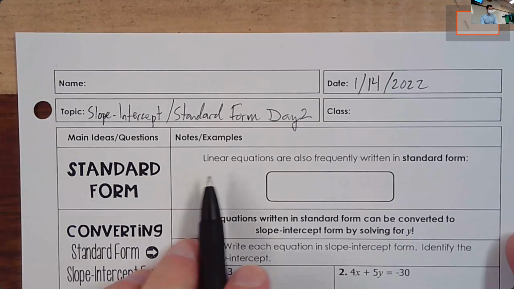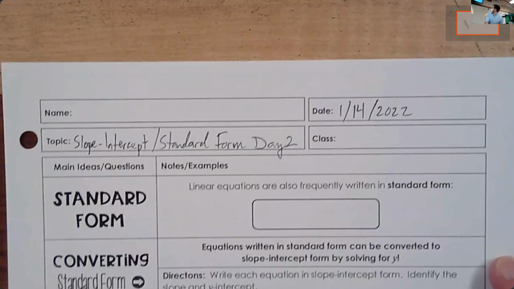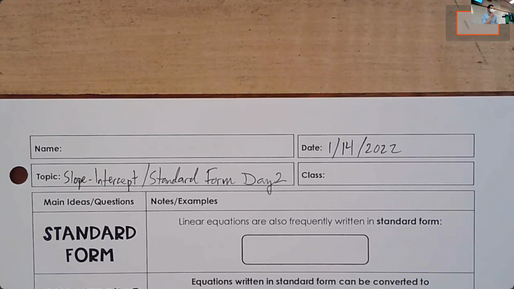It says linear equations are also frequently written in standard form. Now, I would say frequently is a good word for that. However, most of the time, standard form isn't used to graph things as often as slope-intercept form is. Standard form oftentimes is used to solve word problems. We will not be seeing word problems today. We will see word problems later on in this unit, and a lot of the word problems that we read will turn into standard form when we write the equation. But in terms of graphing, we usually graph from slope-intercept.